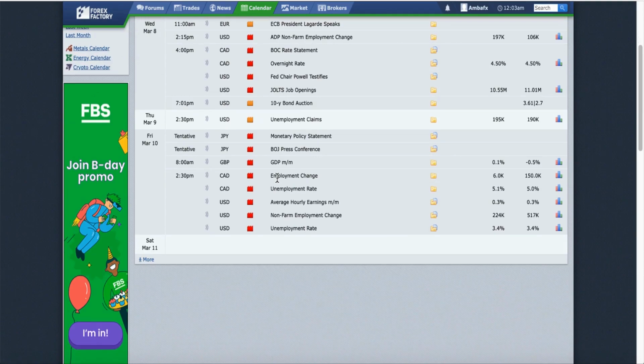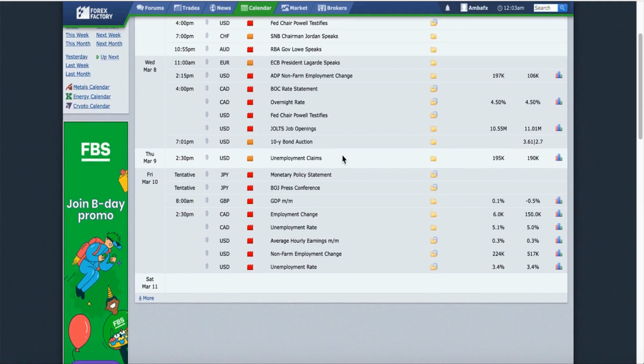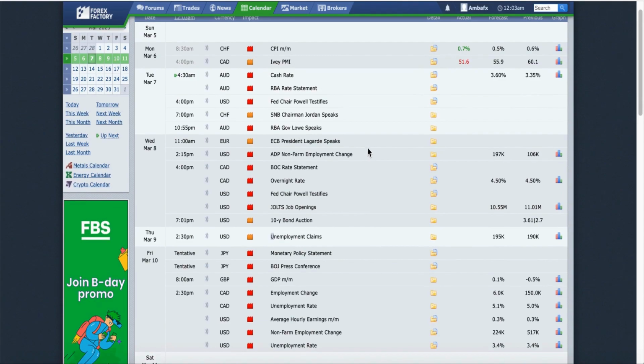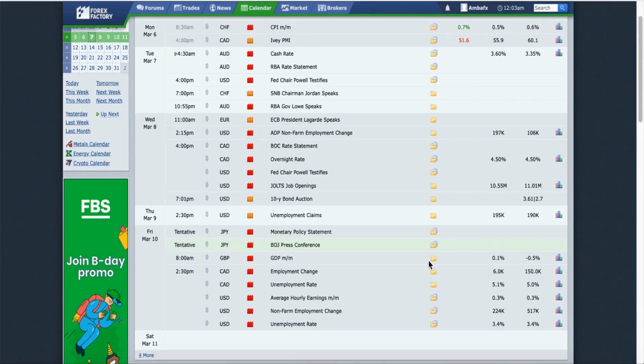So the one we have on Thursday is unemployment claims. It will move the market, so you have to be aware of this. But there's something here that I wanted to look at. If the ADP non-farm employment change comes out positive, please note that the unemployment claims will reduce. So just note that. Let's see how it goes right there.